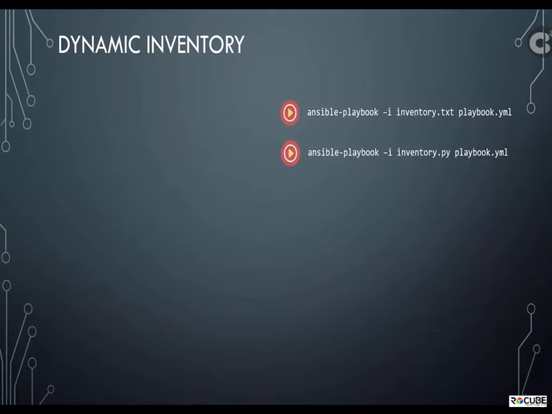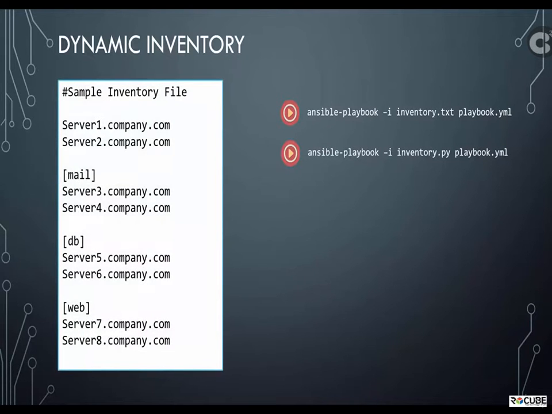Dynamic inventory. We have seen inventory information defined in inventory files like this, but it is not necessary to always define your inventory information in these files, because this is a static file and you will have to change that manually. If you were to integrate Ansible with any other source of inventory in your environment, then you will need to make this inventory dynamic. Ansible supports having dynamic inventory files.